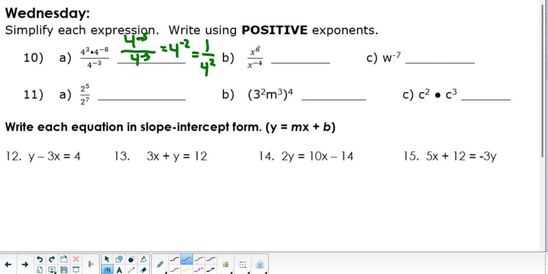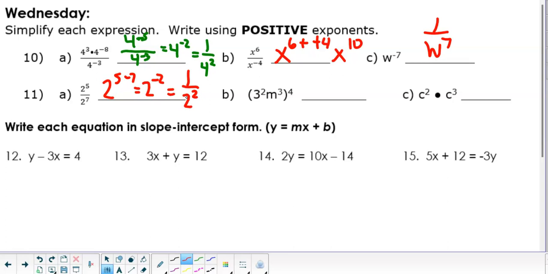Letter B. X divided by x, you keep the base the same, and you subtract the powers. 6 minus negative 4. Be careful here. 6 minus negative 4 is going to result in x to the positive 10. Letter C, there's not much to do, except to make this expression positive, we need to take the reciprocal. For number 11, we'll subtract 5 minus 7, and that will give us 2 to the negative 2 power. We'll take the reciprocal and make it positive.